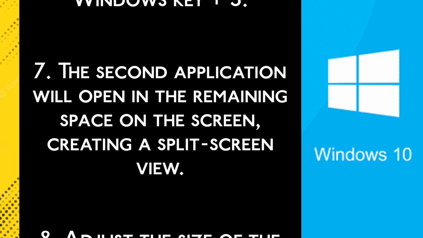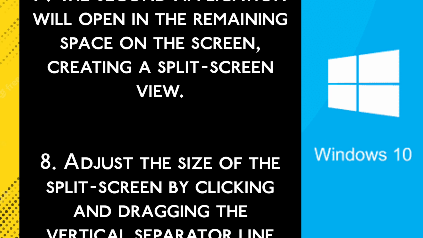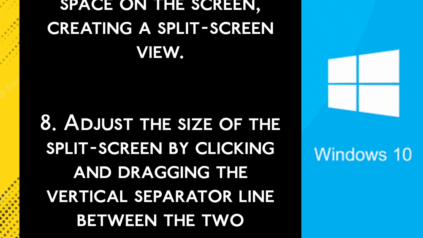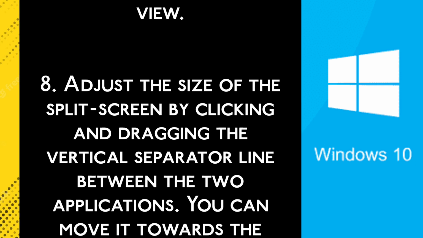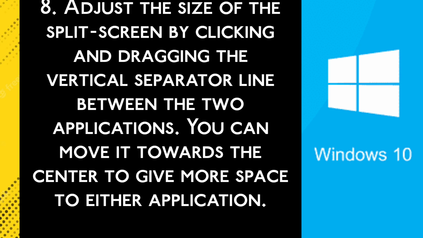Number 8. Adjust the size of the split screen by clicking and dragging the vertical separator line between the two applications. You can move it towards the center to give more space to either application.